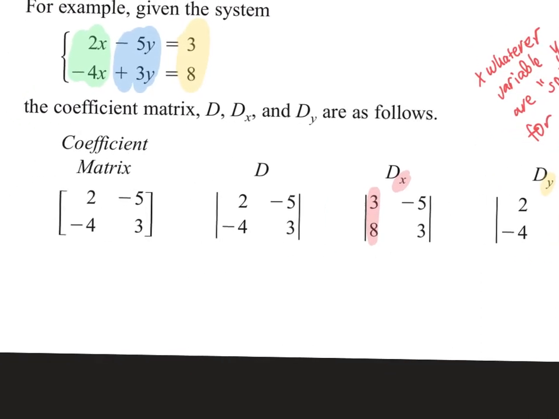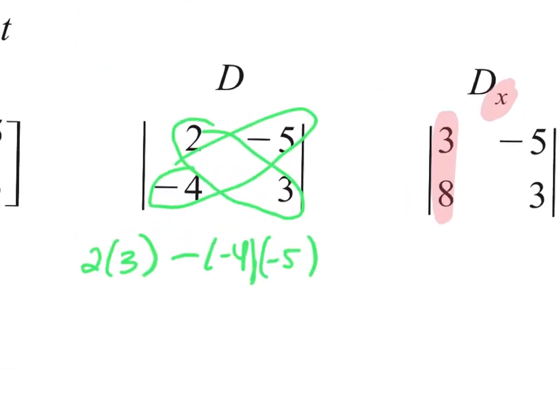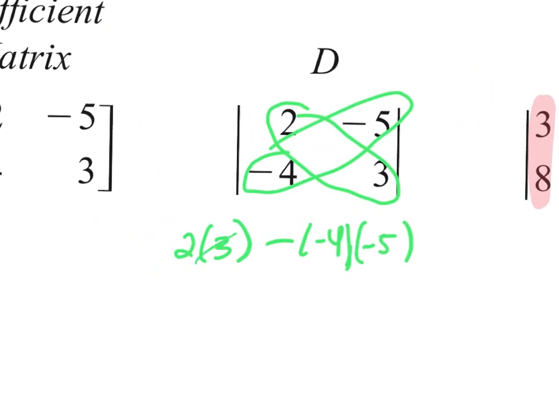If I'm going to find the value of the determinant of just the coefficients, I'm going to take 2 times 3, and subtract negative 4 times negative 5. Any questions on that? So 2 times 3 is 6, minus what's negative 4 times negative 5? Positive 20, so your determinant here is negative 14. Does anybody have any questions about how we got that?